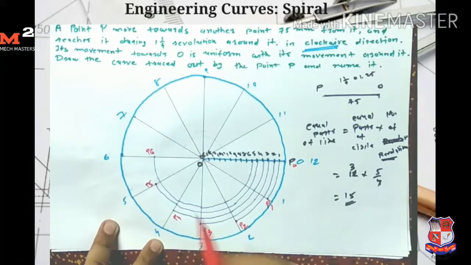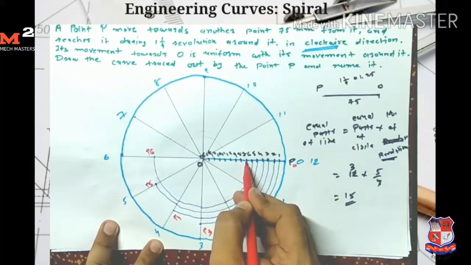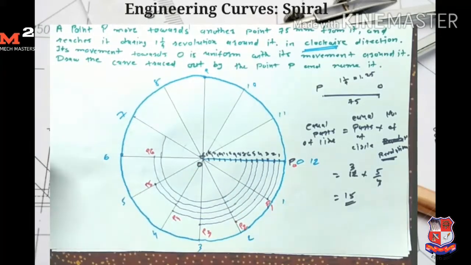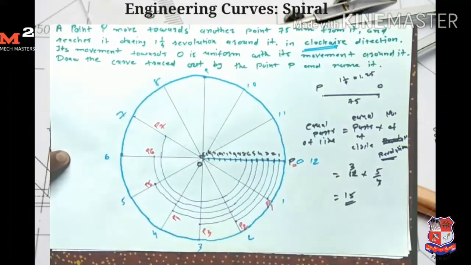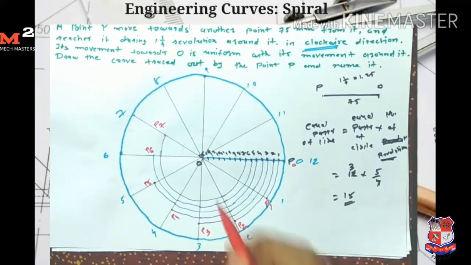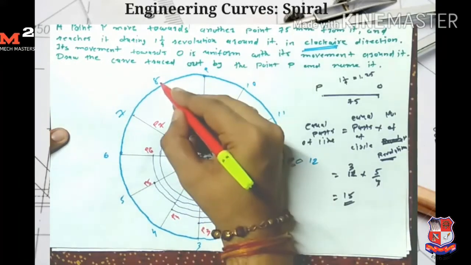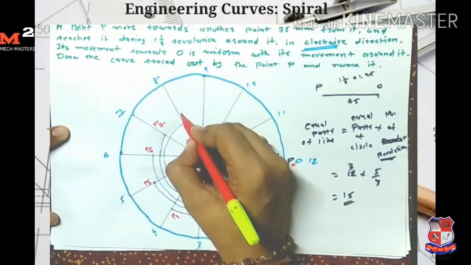Similarly, now I take O7 as a radius and draw the arc which intersects the line O7. So here I get my point P7. Now I take O8 as a radius and draw the arc which intersects the line O8. So I get my point P8.